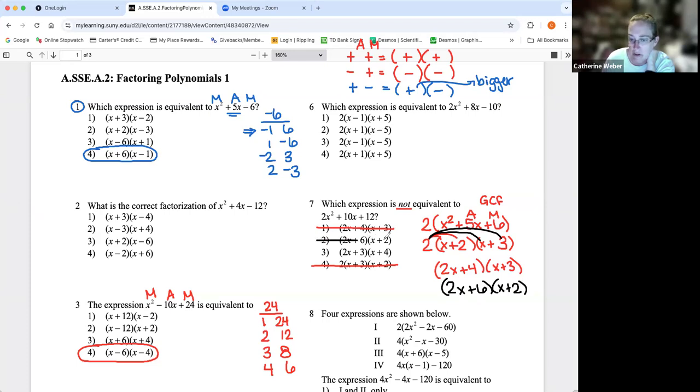So I'm going to cross off that one. So the one that is left is choice 3. Choice 3 is not equivalent. If I was to factor this back, FOIL this back, I would not get 2x squared plus 10x plus 12.